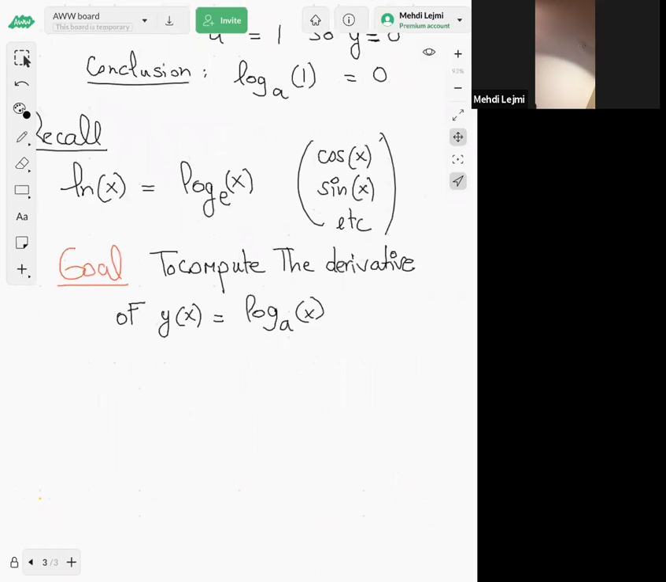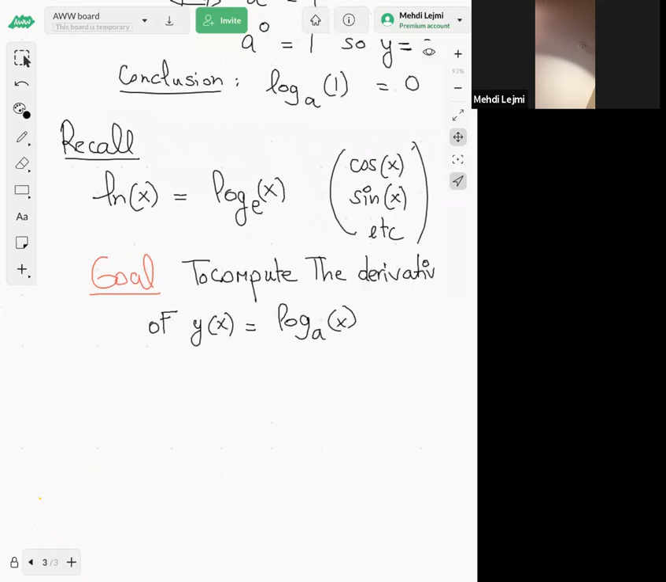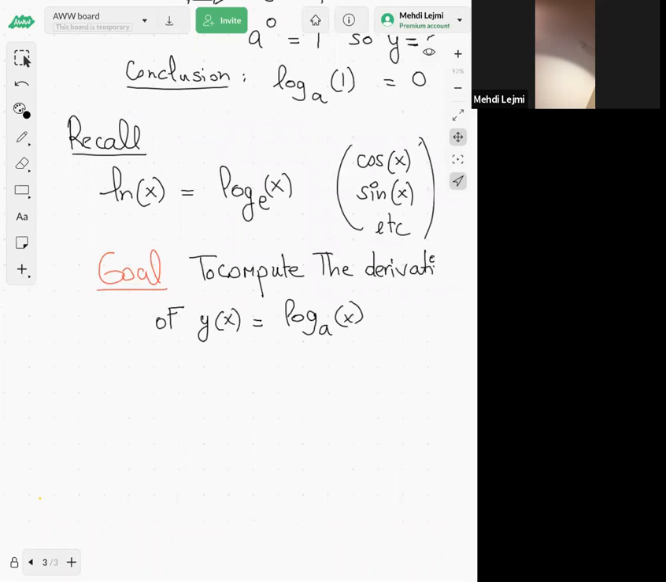Well, we're gonna use the definition of log. So y of x, y is log in base a of x. We said this is equivalent to a to the power y equal to x, right? Now, I want to compute the derivative of this a to the power y equal to x.